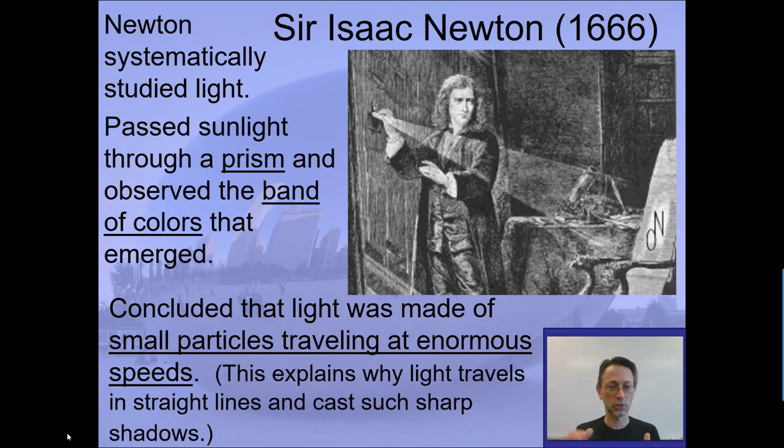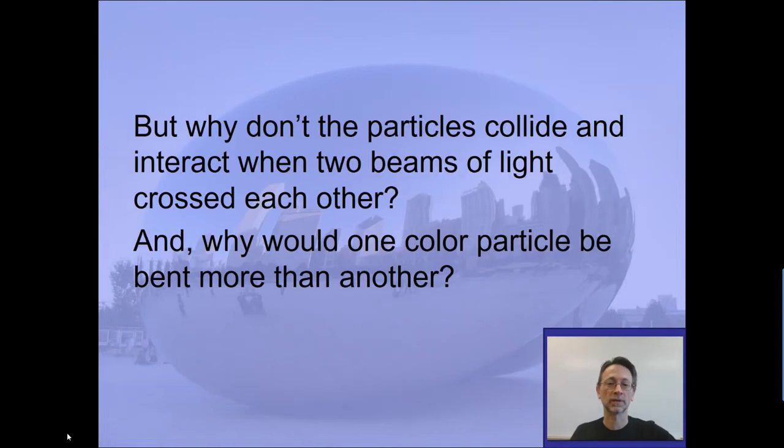Sort of matches that whole corpuscle idea, these little bundles of light. And this explains why light would travel in a very straight line, because it's traveling so fast, and why it would cast such sharp shadows. So you think through, if we have a wave property that's called diffraction, which is the bending of a wave around a barrier, if it's traveling that fast, it's not going to diffract nearly as much because of the speed that it's traveling at.